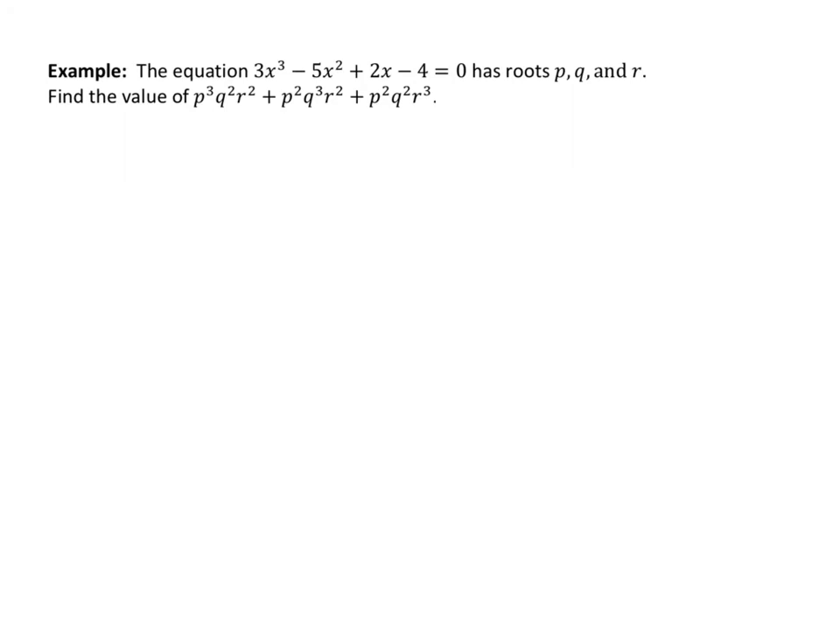Okay, and then we get to this example that honestly looks a little bit scary, right? The equation 3x cubed minus 5x squared plus 2x minus 4 has roots p, q, and r. So it has 3 unknown roots, and they're asking us to find the value of p cubed, q squared, r squared, all of this stuff. If I try and read that out loud, I'm sure I'm going to make a mistake on some of those powers. They want me to find this thing, right?